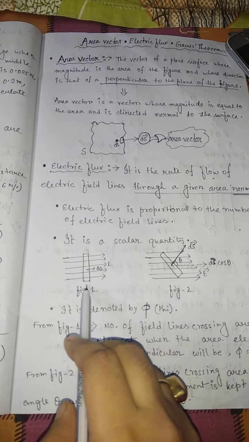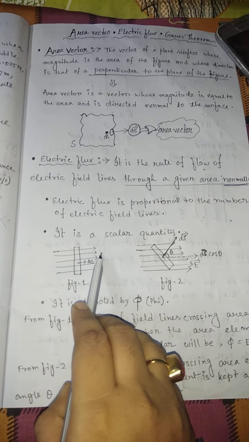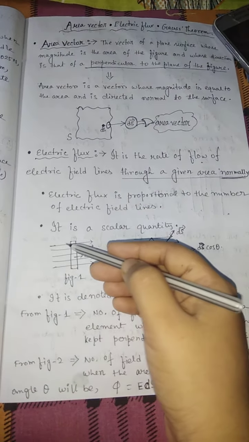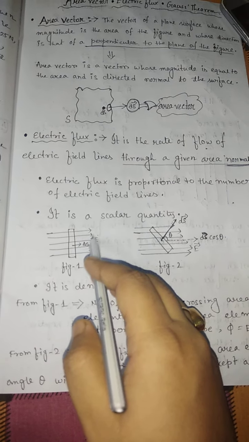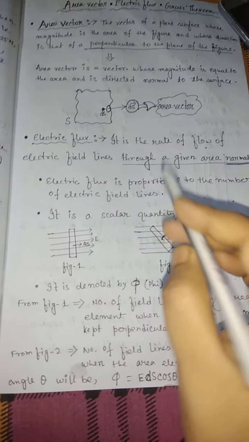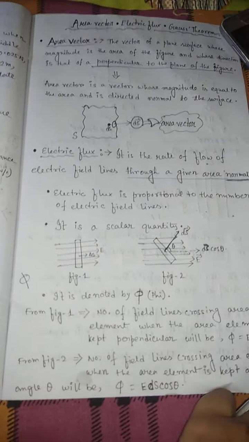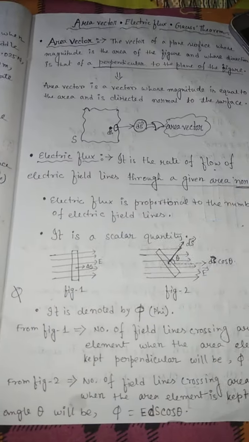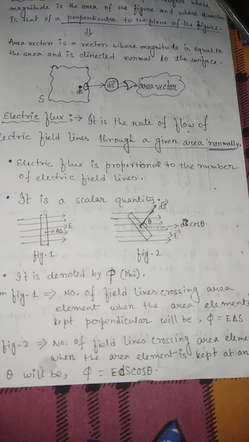Suppose this is an area element ds. It is along the electric field lines. The area vector points towards this side, and we place it inside a uniform electric field, meaning the field lines are parallel to each other. For the first figure, the electric flux is denoted by phi. For the first figure, E and ds are both in the same direction, so phi equals E into delta S, or E ds.